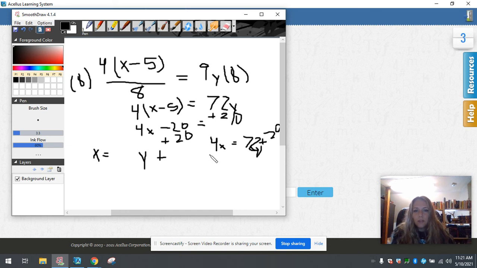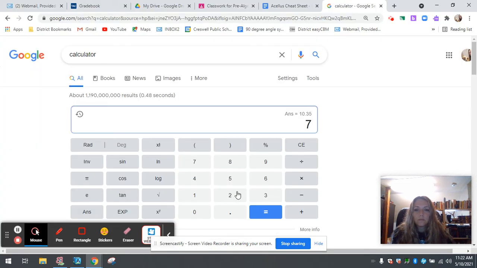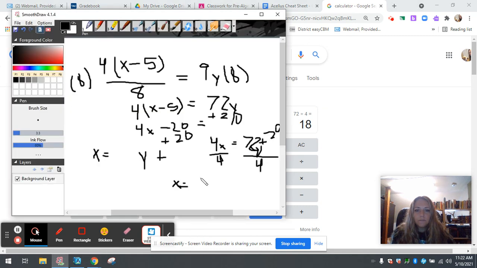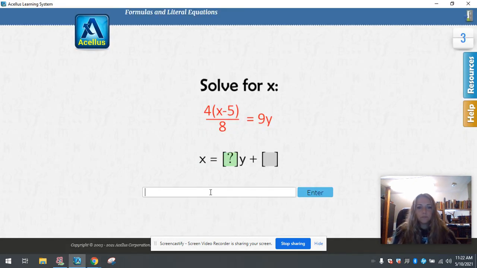Okay, I'm going to divide both sides by 4. What's attached to the x to get the x by itself? Then I get x equals 72 divided by 4, 18y, plus 20 divided by 4 is 5. So x equals 18y plus 5.